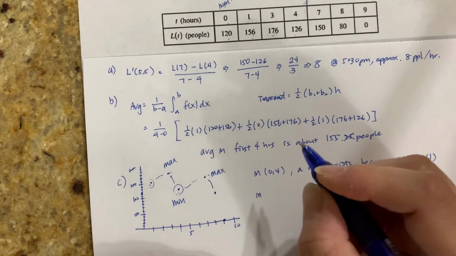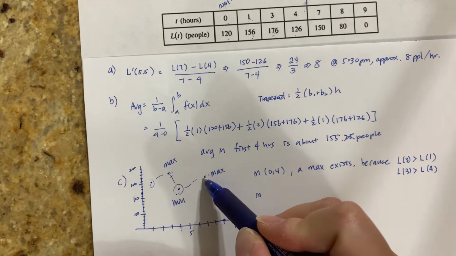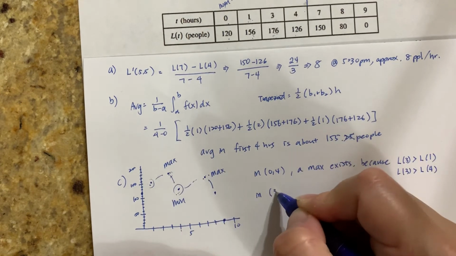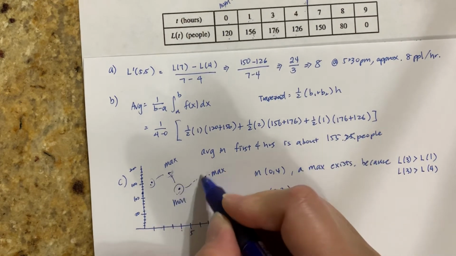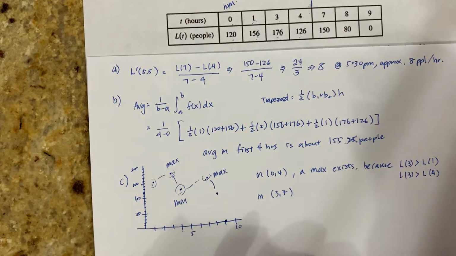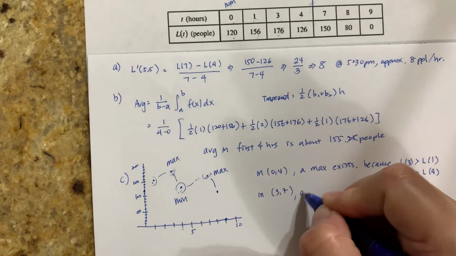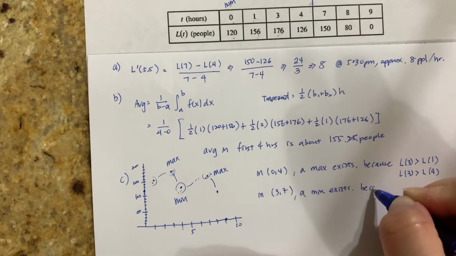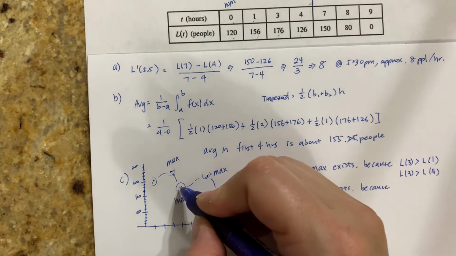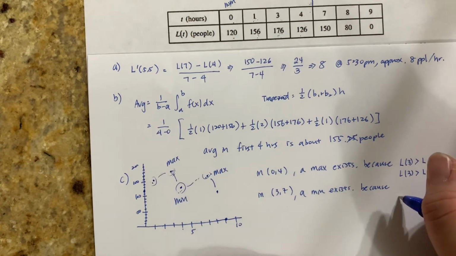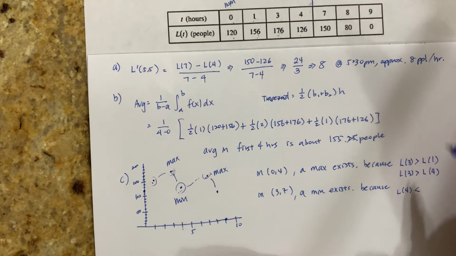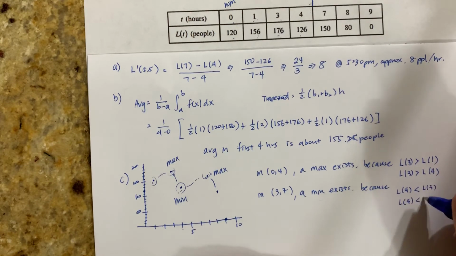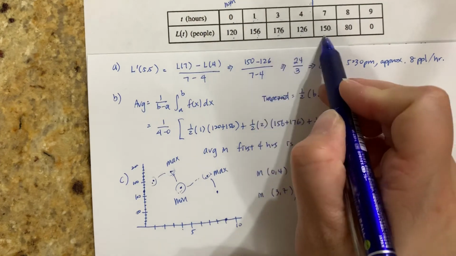Now the next interval we're looking at is between here and here. So in 3 to 7, because these are the only numbers I have and I can't use anything else, there must be a minimum. Why? Because the value at 4 is smaller than the one before, and it's smaller than the one after. 4 is smaller than these two.